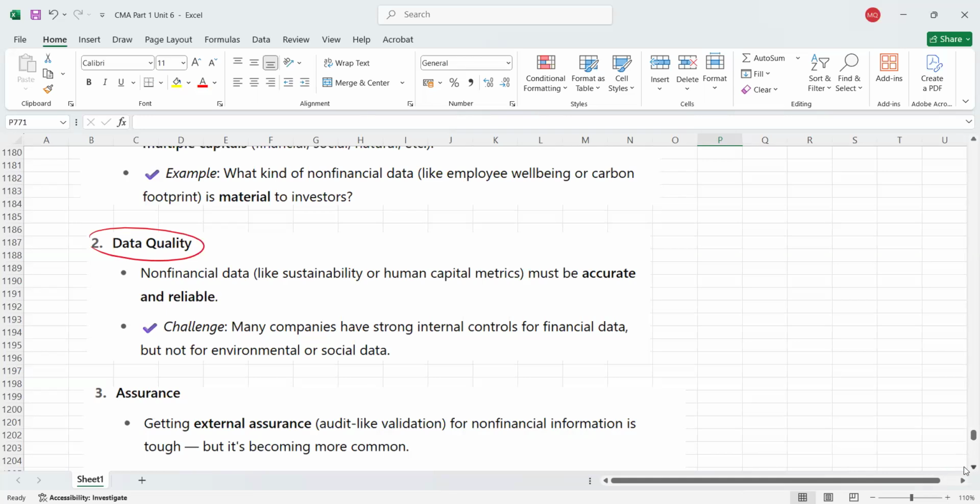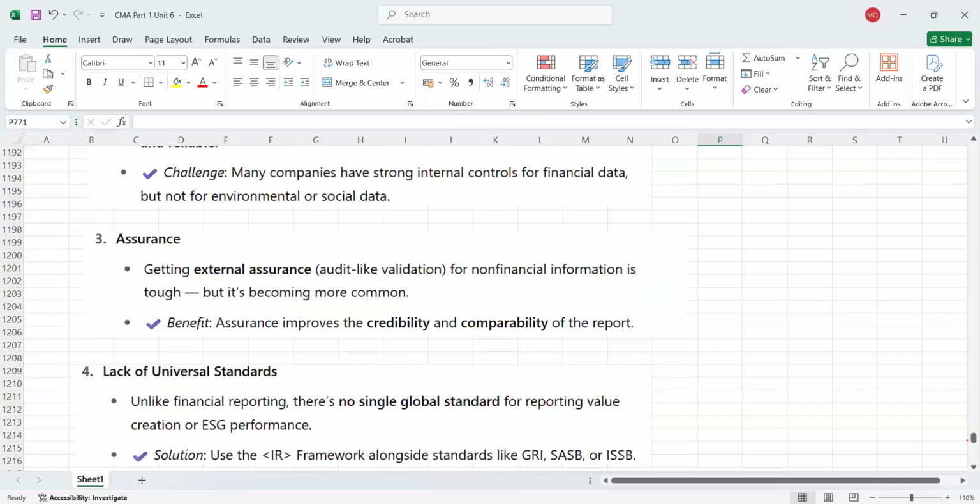Okay, and the third is assurance. This is another challenge. Assurance means what? Like getting external assurance. For example, if you have financial data, yes, we can get the audit for that.